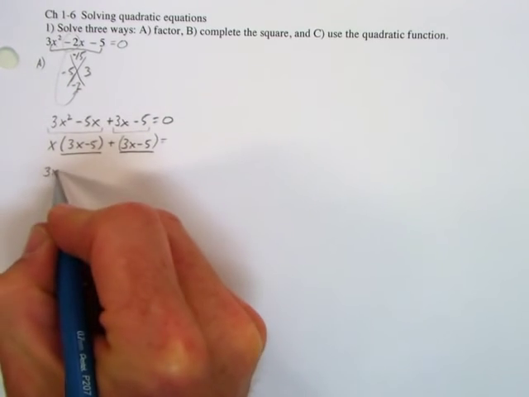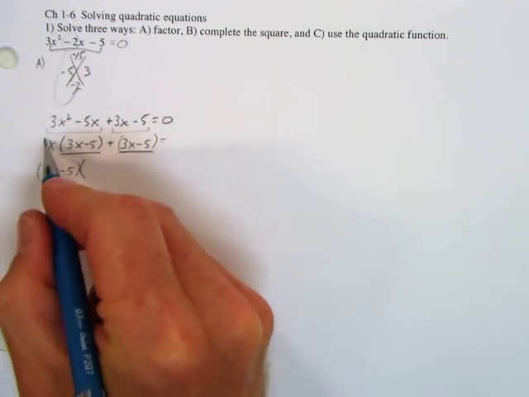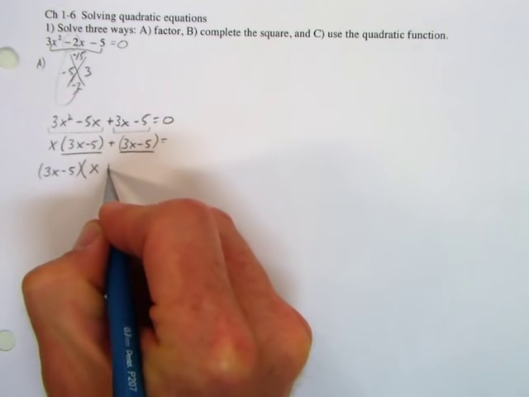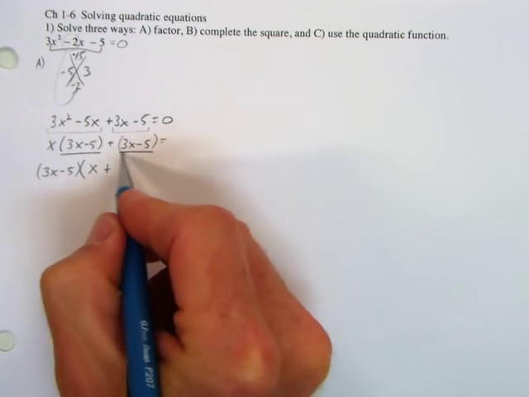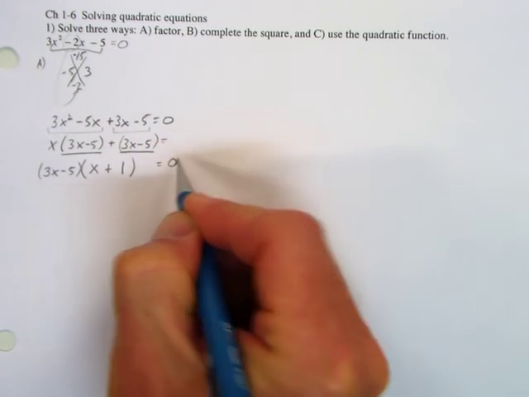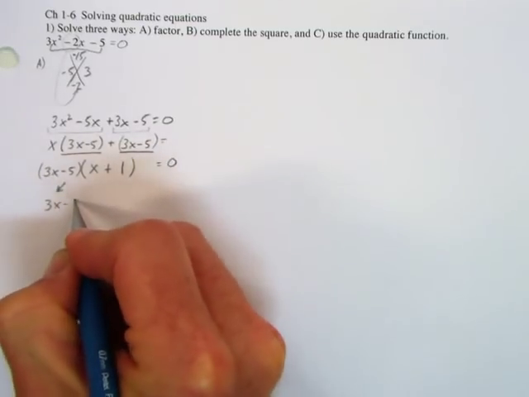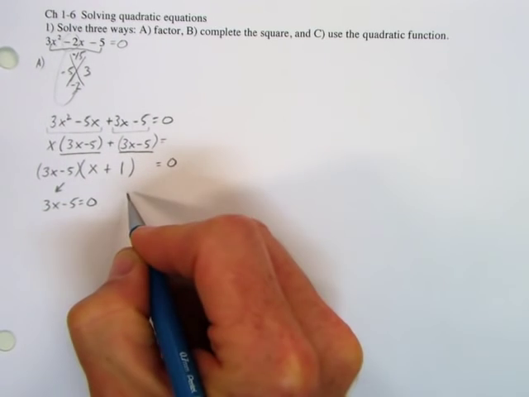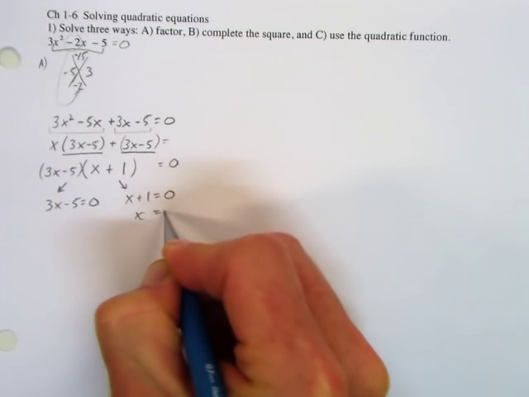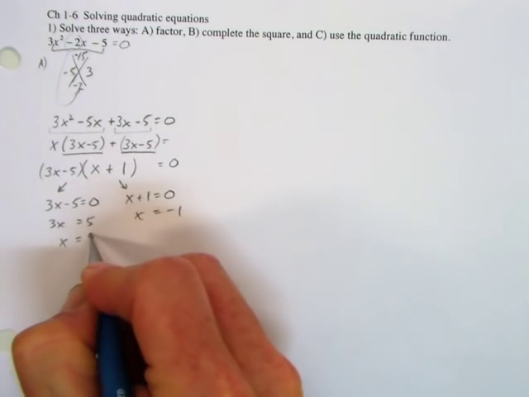So I'm going to take out a 3x minus 5. 3x minus 5 times what will give me this first term? Well, the only thing that's left is our x. We'll write down our plus. 3x minus 5 times what will give me the second one? Well, the coefficient there would be 1. Now we'll set each factor equal to 0. It's the zero product property. So we get x equals negative 1, and over here, 3x equals 5, or x equals 5/3.